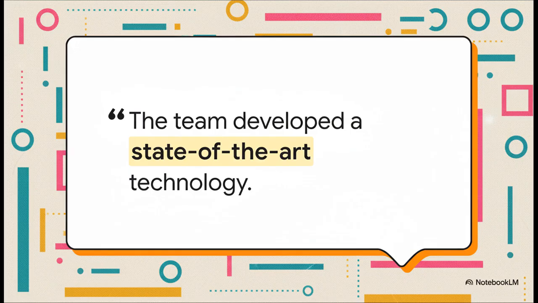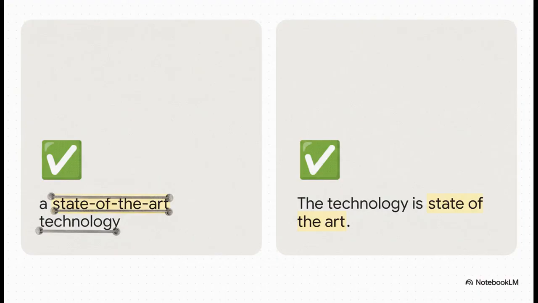Here it is in action. See how state-of-the-art is working together as one big idea? The hyphens are that glue we talked about, telling your brain, hey, these 3 words are a single concept describing technology. It just makes it read so much more smoothly. But now, watch what happens here. It's like a magic trick. When we move that phrase to after the noun, poof, the hyphens vanish. Why? Because in the technology is state-of-the-art, the words don't need to be glued together anymore. The meaning is already crystal clear. It's a subtle distinction, but it's what makes writing really polished.